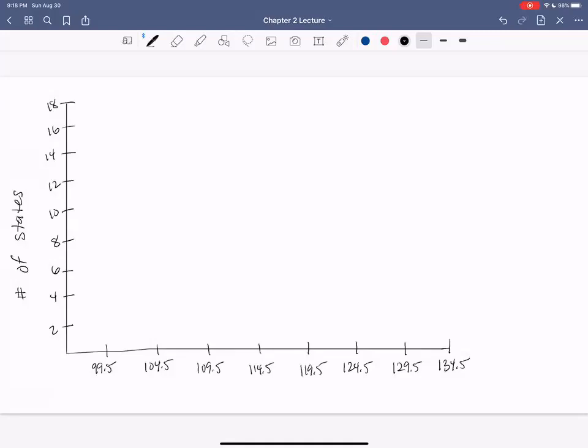So we know that our frequency was the number of states, but what is our data representing? And the data represents the record high temperatures in degrees. So this is temperature in degrees. So we could say Fahrenheit.